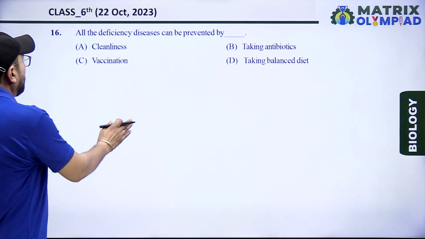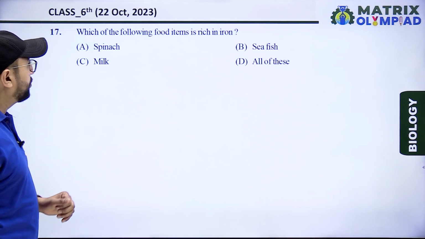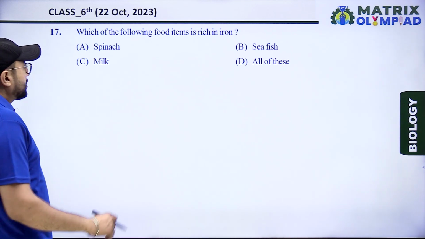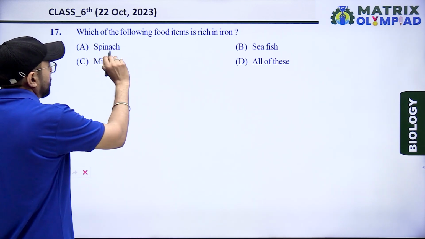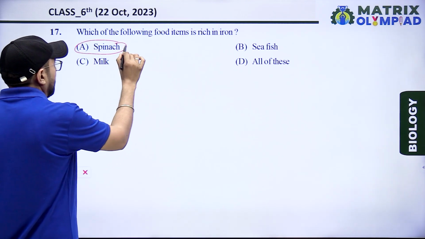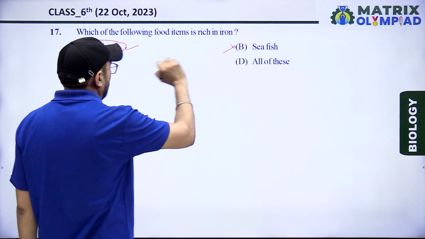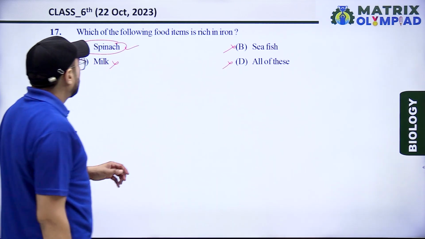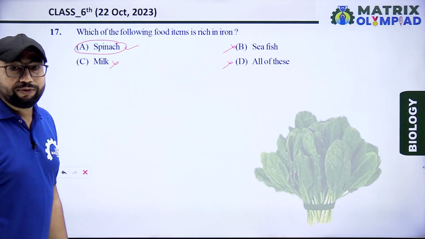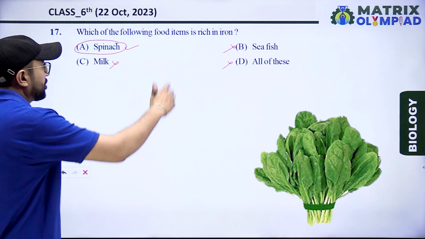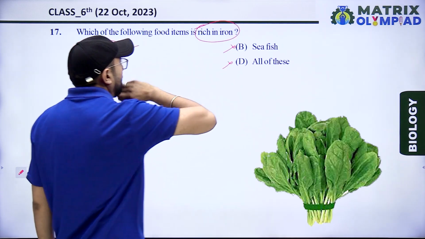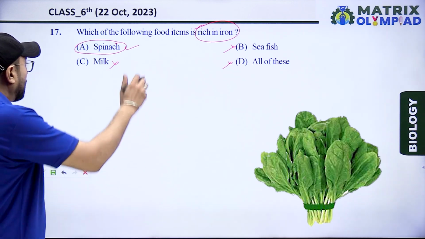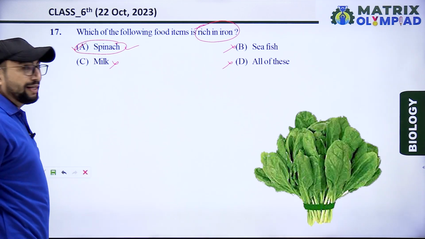Next question. Which of the following food items is rich in iron? Iron source, spinach. Spinach is the right answer. First option A, seafood, no. Milk, calcium and phosphorus, all of these, no. So the right option is spinach for iron. Rich in iron means iron source. Apple, no. Spinach is the right answer.